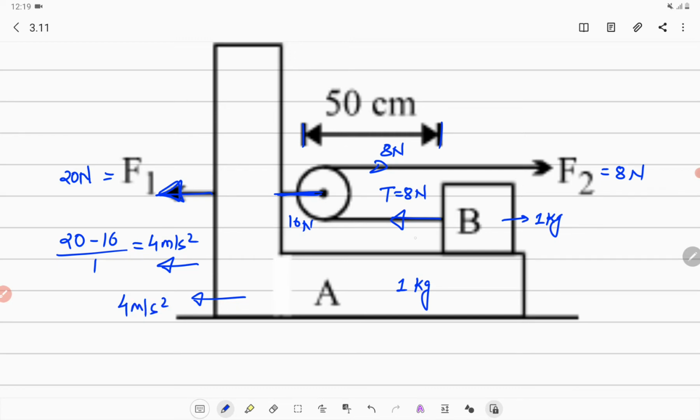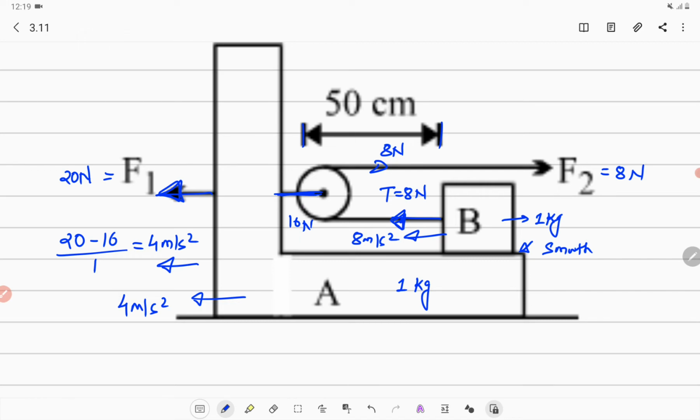If you observe the block B, there is an 8 Newton tension acting on the block B, and there is no other horizontal force because no friction is mentioned here. Let us assume this surface is smooth because no friction is mentioned here. So the acceleration of block B should be 8 meter per second square.